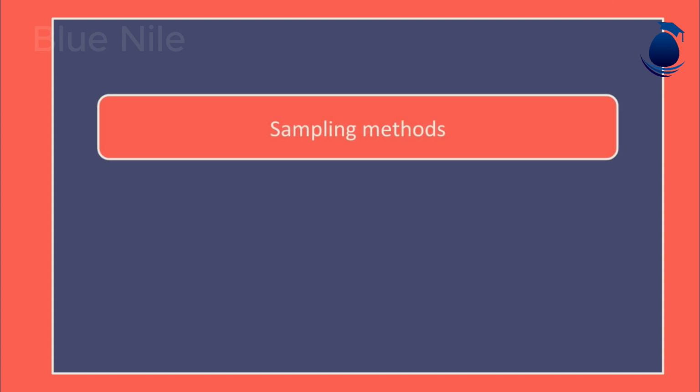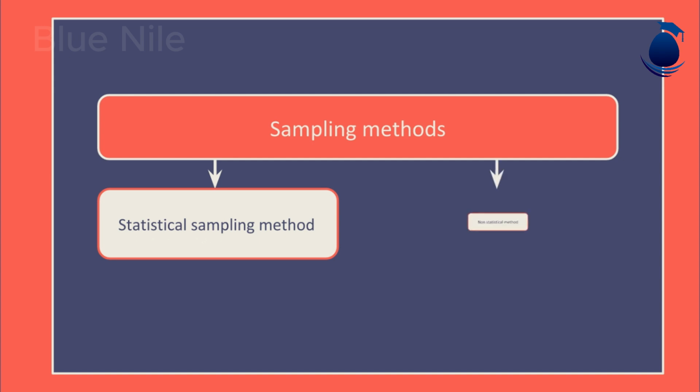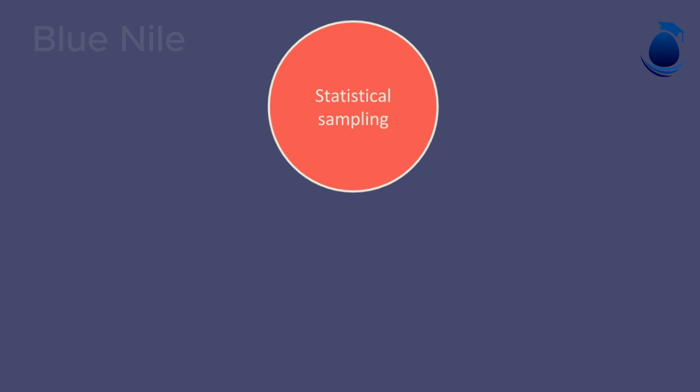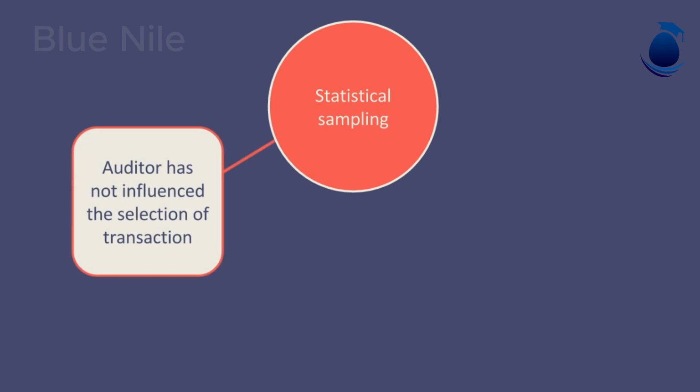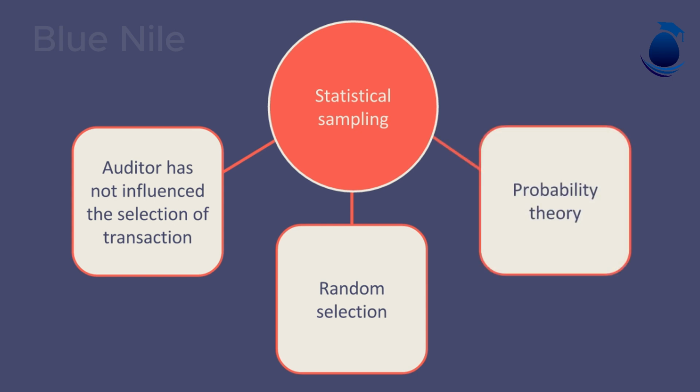The auditor decides on an appropriate method they should use to choose the sample to test. Again, the auditor has a number of options to choose from, and these options can be categorized into two headings: statistical sampling methods and non-statistical methods. Statistical sampling methods generally are where the auditor has not influenced selection of transactions. Random selection and probability theory are the common examples of choosing a sample in this way. Any other method would be categorized as non-statistical sampling.